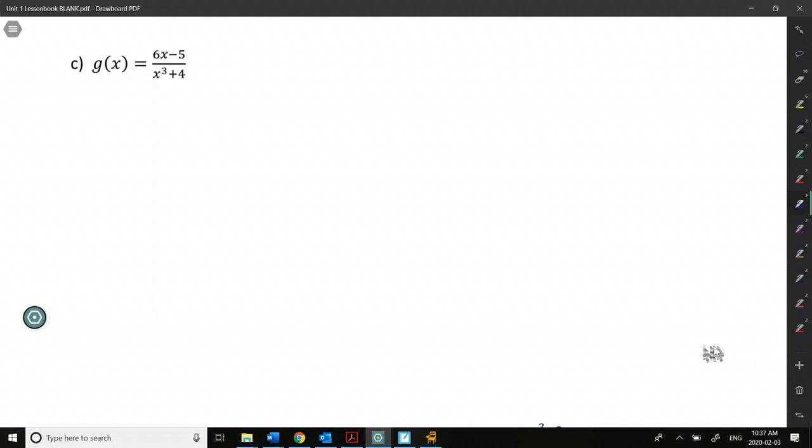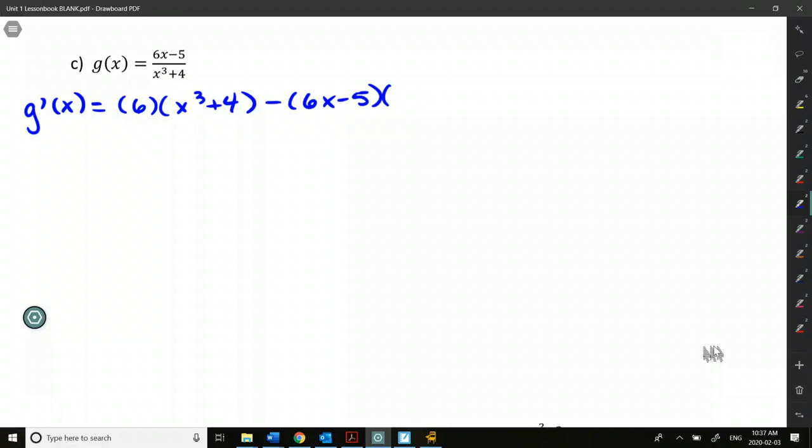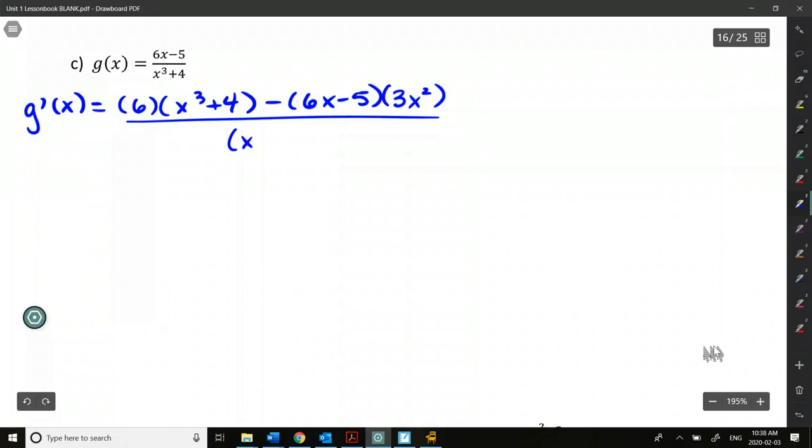Okay, let's try this one out. So g prime at x: derivative of the top, which is 6, times the bottom, minus the top, times derivative of the bottom. What's the derivative of x cubed plus 4? 3x squared, awesome. All over the bottom squared.